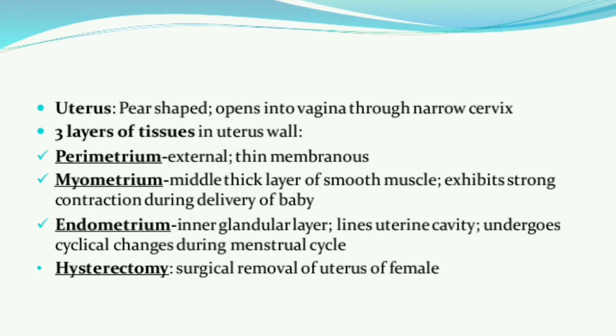Now the wall of uterus consists of three layers of tissues. First layer is known as perimetrium. It is the external layer and it is thin and membranous. Now the middle layer is thick and it is made up of smooth muscle. It is known as myometrium. It exhibits strong contraction during delivery of baby.